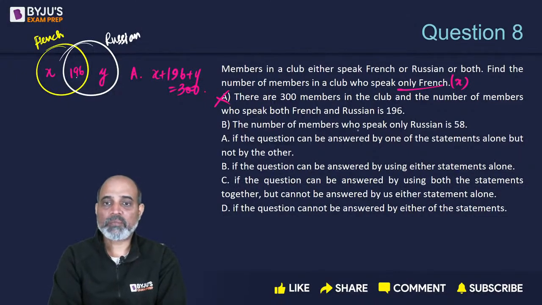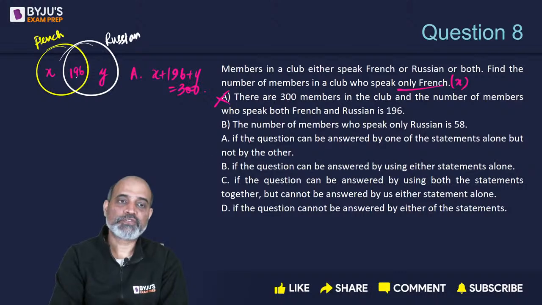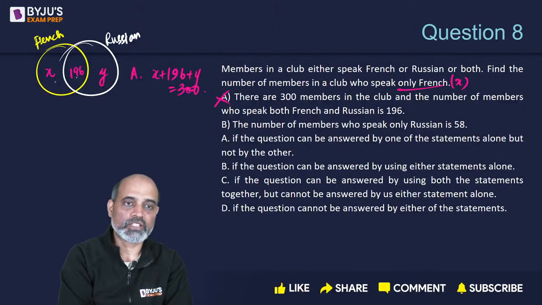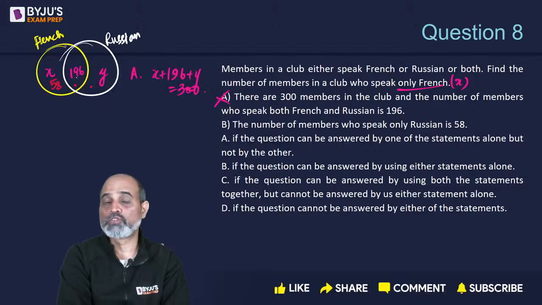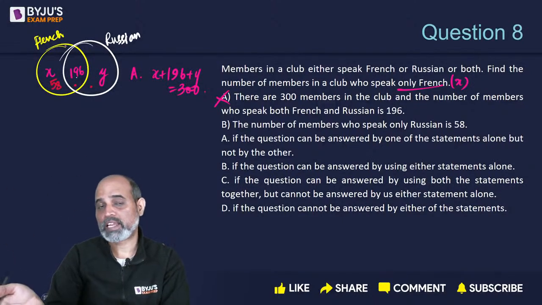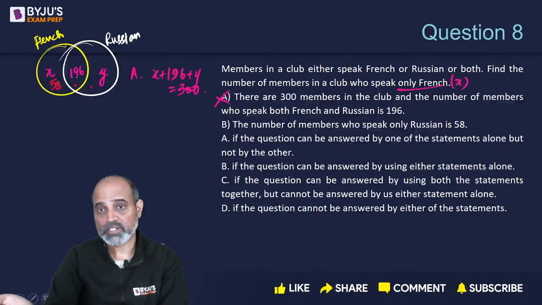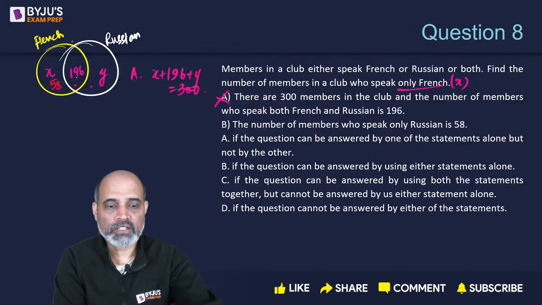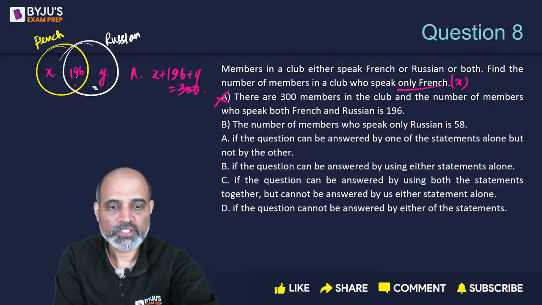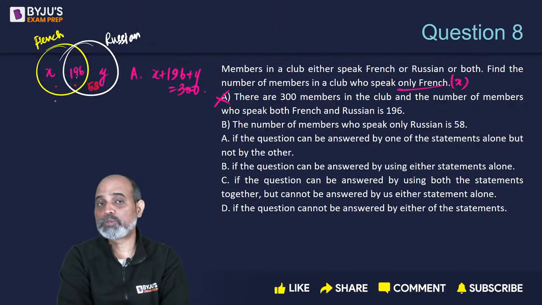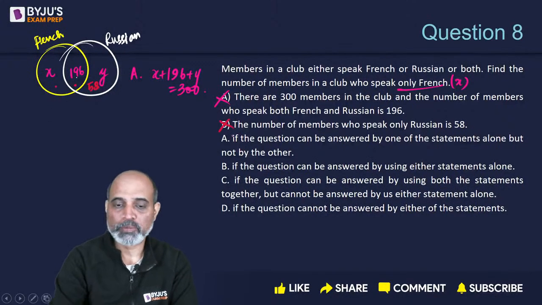Now B, the number of members who speak only Russian is 58. So if I look at the other part, it is given that this is 58. We have no idea about what the other two are, so we won't be able to calculate the common language, the people who speak both languages and the people who speak only Russian. So this is 58. We don't know how many people speak only French, so from B also we won't be able to solve it.